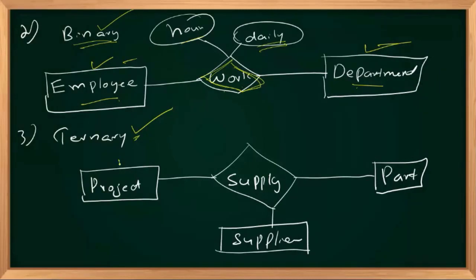For example, project, part, supplier. Project, part, supplier are connected by using supply as the relationship. Supply means the project supplies this part. Similarly, project supplies supplier. That is, a relation that consists of three entities in an association is known as a ternary relationship. 1, 2, 3.